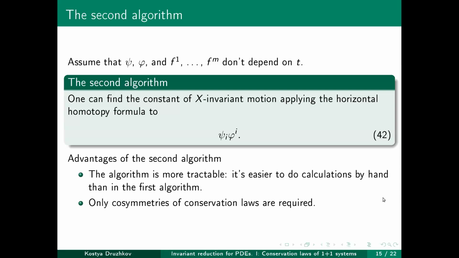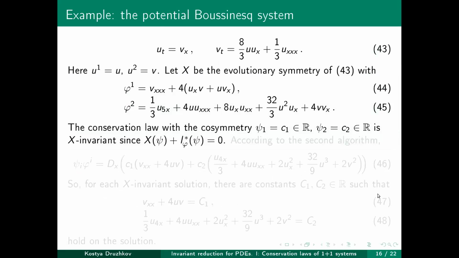In this sense, this second algorithm is not that interesting because it requires something else, or we can avoid these assumptions and generalize this algorithm, but eventually this generalization becomes just our first algorithm. So the main advantage is that something can be calculated easily by hand, I would say. Let's consider a couple of examples illustrating the reduction mechanism and what we can do with the constants of x invariant motion in principle.